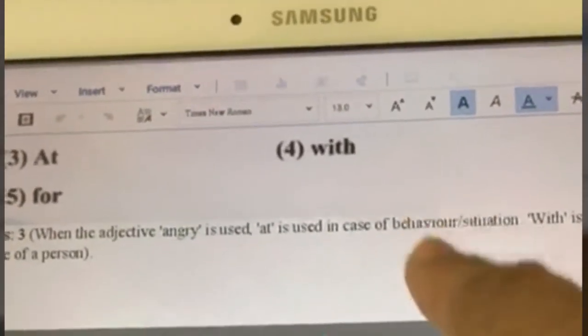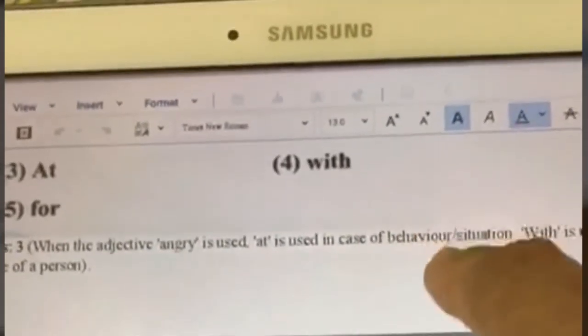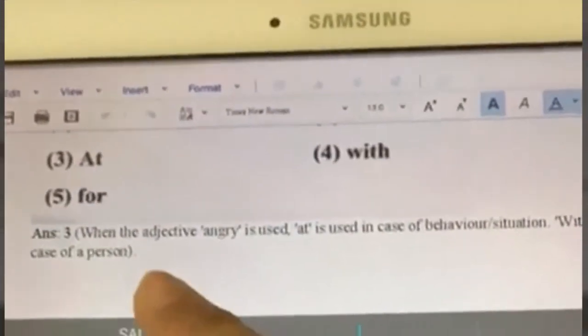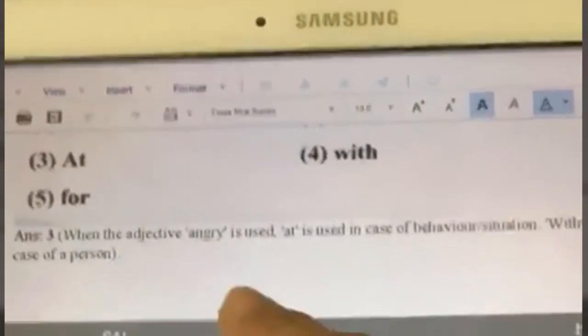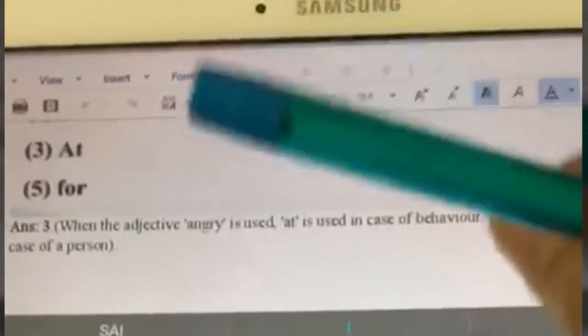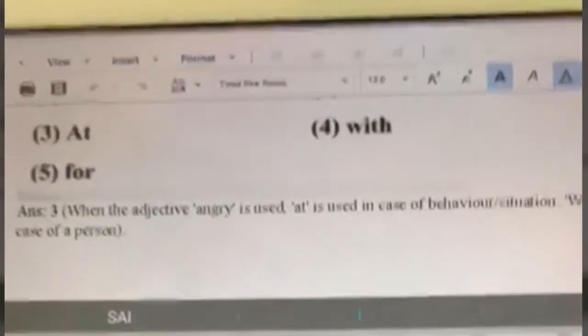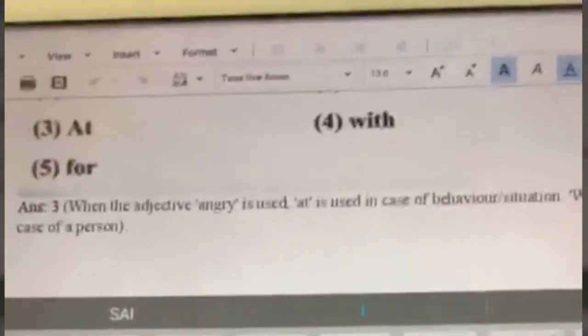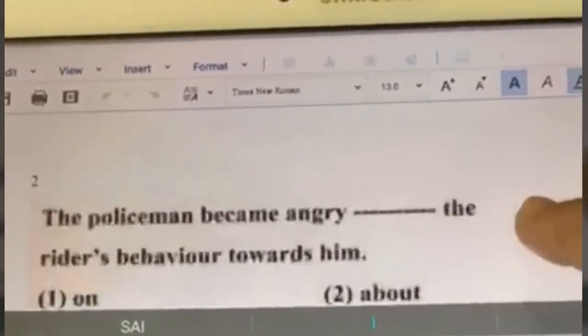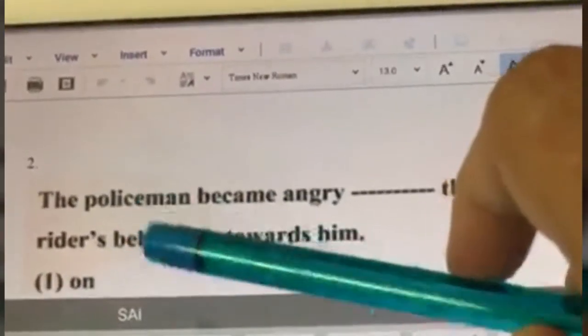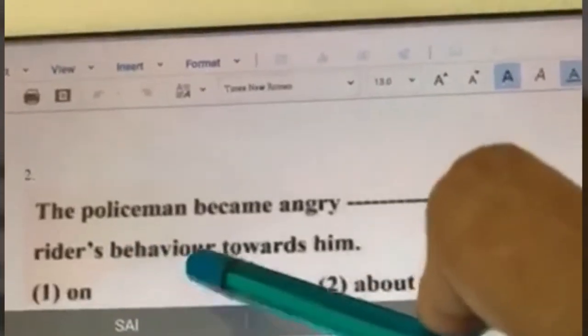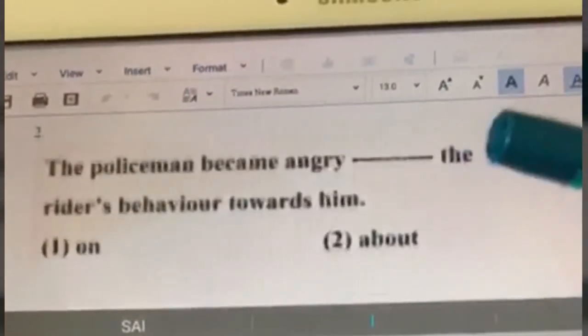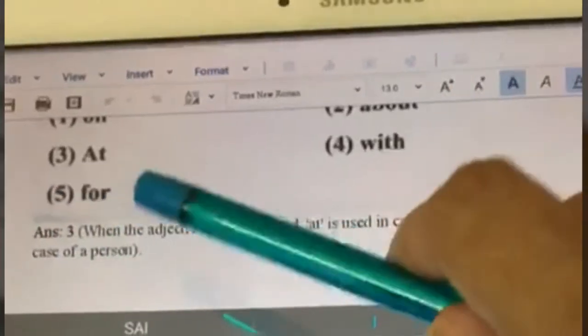You say, I'm angry at the union budget. With is used when you are angry in case of a person. I'm angry with you. I'm angry with my sister. I'm angry with the shopkeeper because he did not give me the change. In this case, it is a situation, right? It is not a person, it is the rider's behavior towards him. So we say angry at the rider's behavior towards him. Answer is number 3. All right, next.